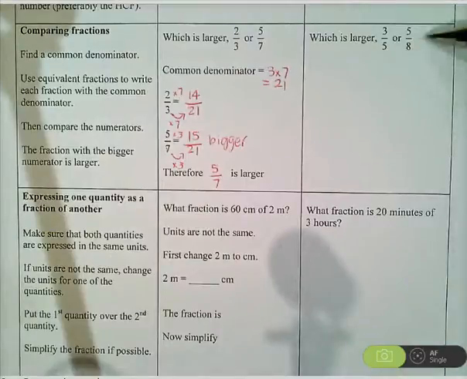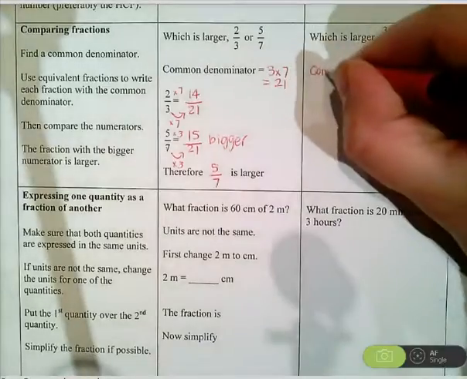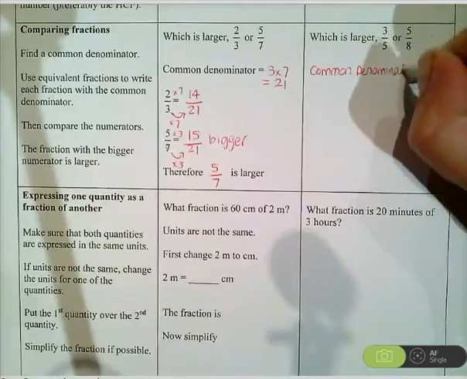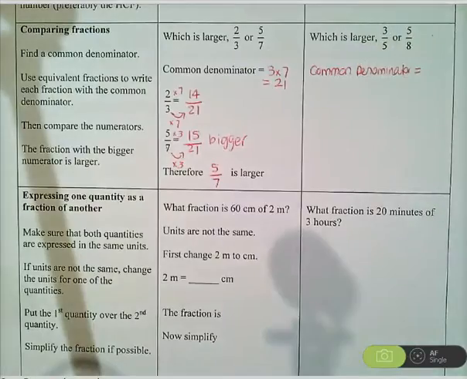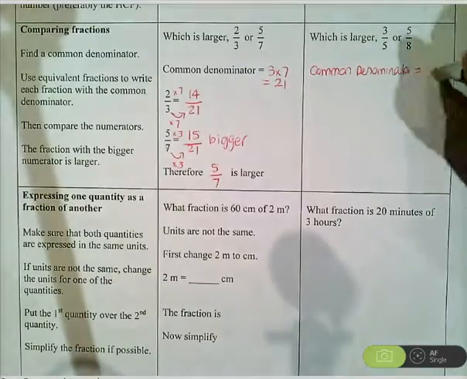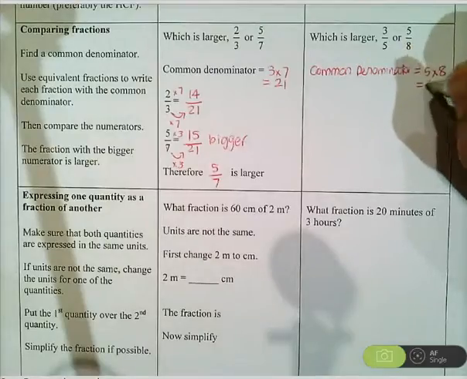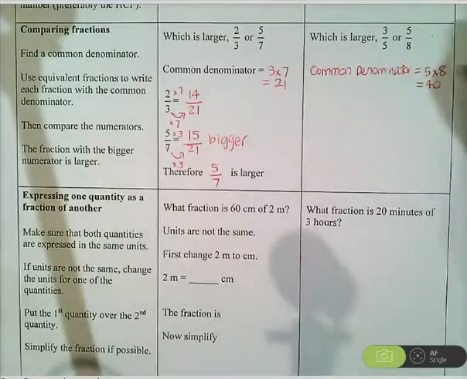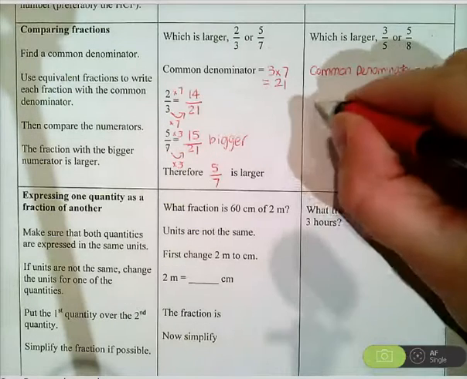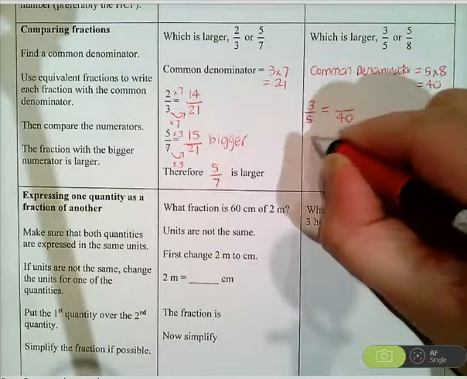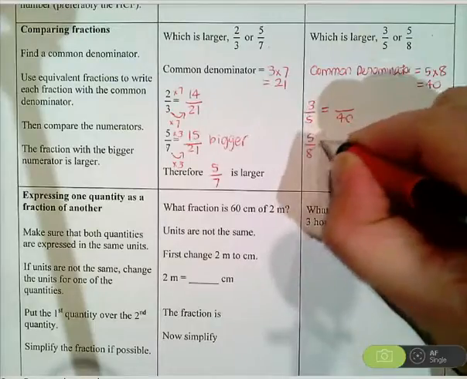So if you could please do this question over here, which is larger, 3/5 or 5/8. Okay, now our first step is to look at the common denominator of both those fractions. And we have to see what number both 5 and 8 go into, and you can just do 5 times 8 is 40. So both 5 and 8 will go into 40 because 5 times 8 is 40. Our next step is to write both fractions out again with a denominator of 40.